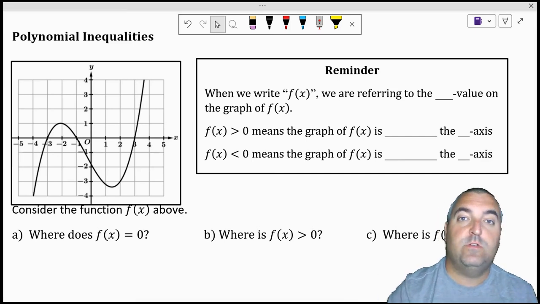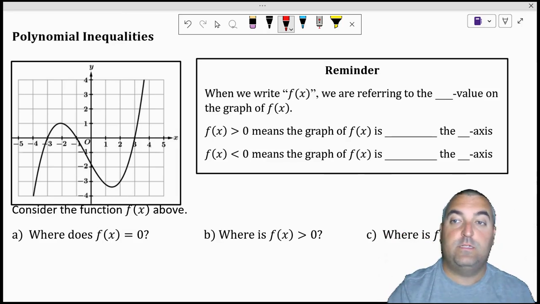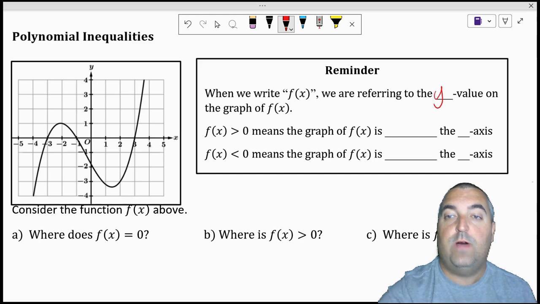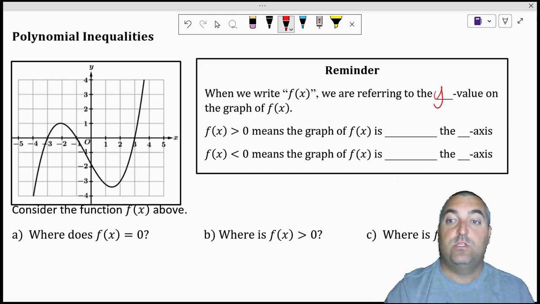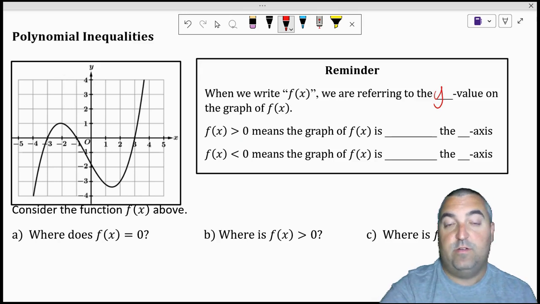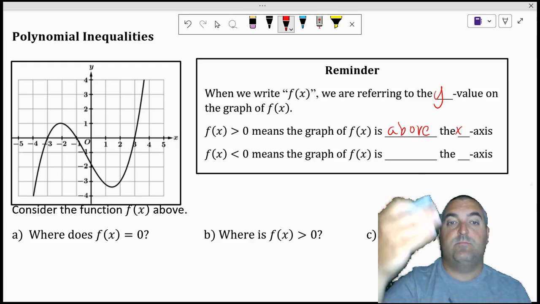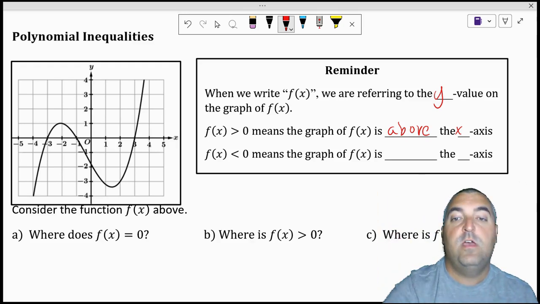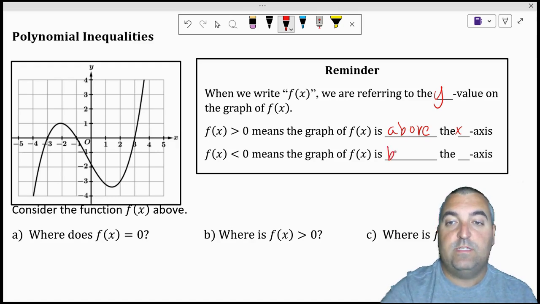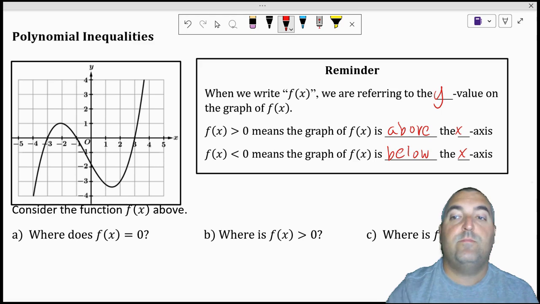So we're now going to talk real quick about polynomial inequalities. Just a quick reminder, when we write f of x, we are referring to the y values, those output values on the graph. So if we have a polynomial inequality, here it says f of x is greater than 0, it means we are looking for where f of x is above the x-axis, because above the x-axis means those y values are greater than 0, which in turn means that if we are looking for less than 0, we are looking for below the x-axis.